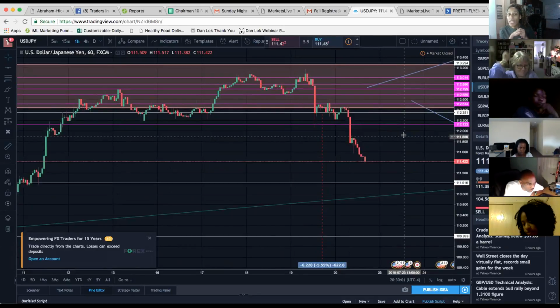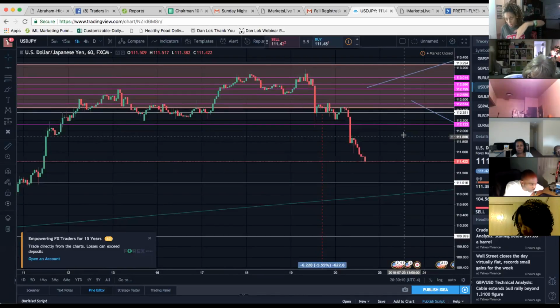So the swing high is when the price swings high up to the top and then drops down, right? The swing low is when price swings all the way down and then turns around and comes back up. So how do you identify the swing low or the swing high?